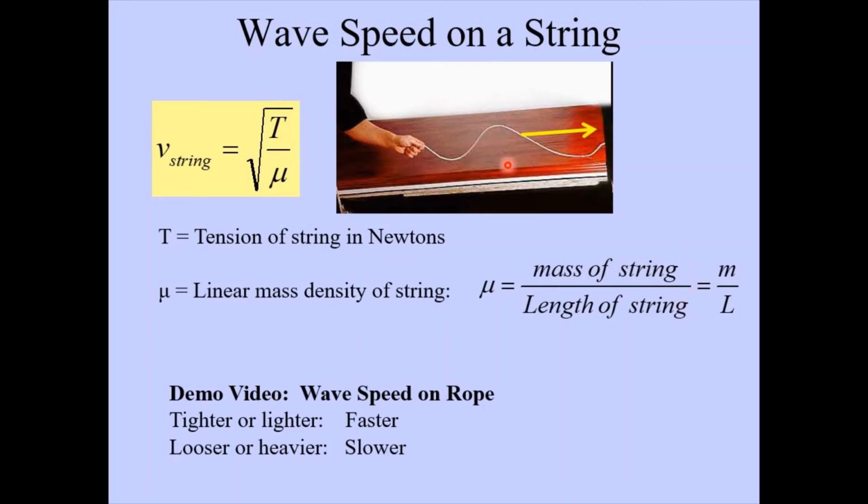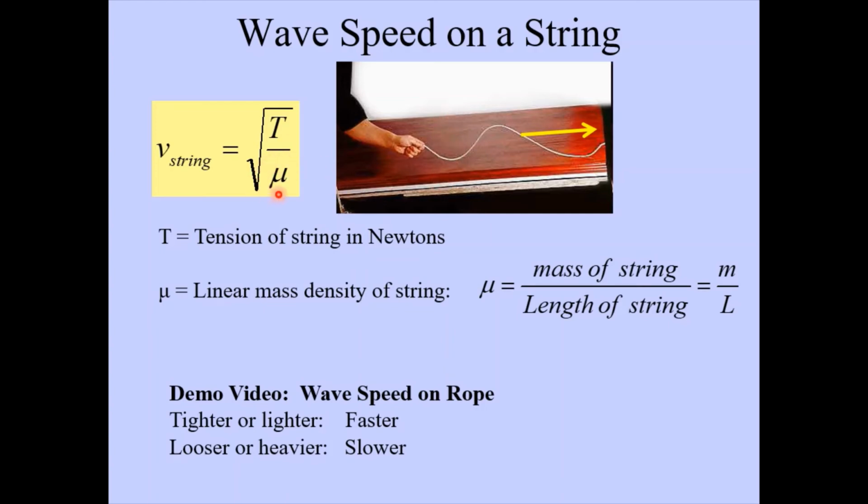So what this tells us is that a tighter string will result in a faster wave. This is because when there's more tension in the string, the forces are greater and it tends to accelerate the pieces of rope more quickly.